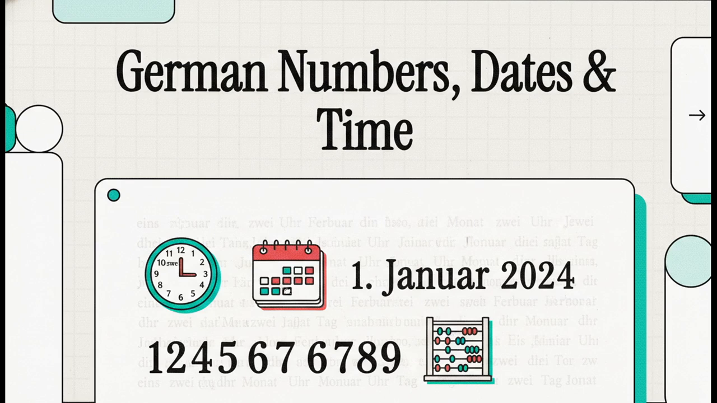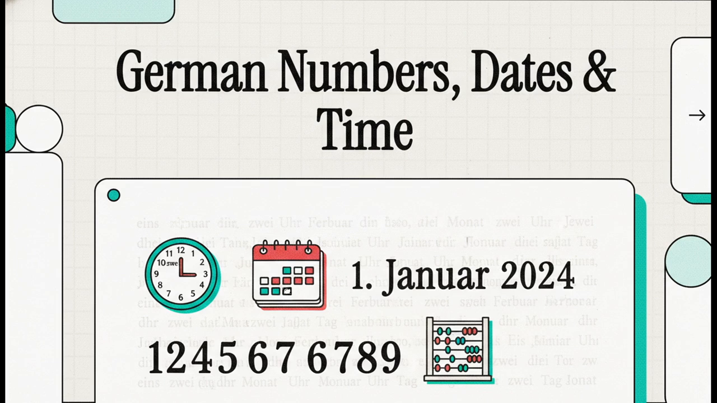Numbers, dates, and time. They're the absolute building blocks of any language. But in German, they've got these fascinating little twists that can trip up even people who've been speaking it for a while. So today, we are going to crack that code. We're going to master those quirks so you can handle the German clock and calendar with total confidence.